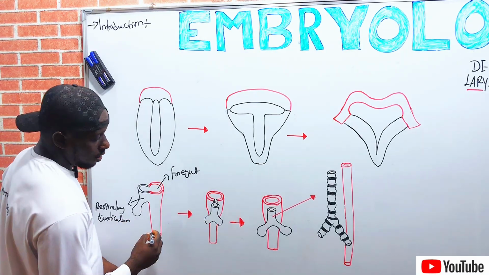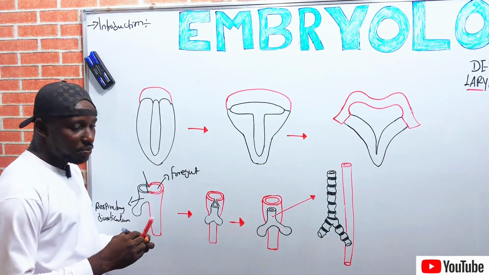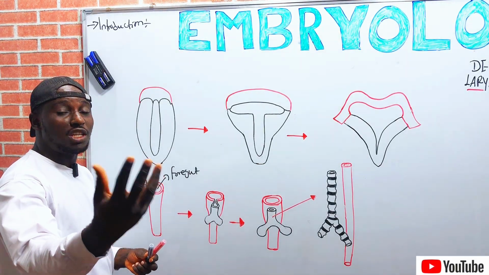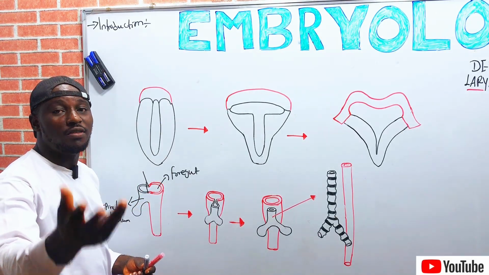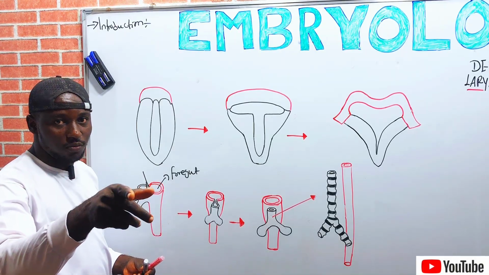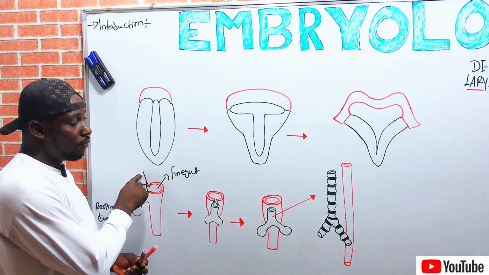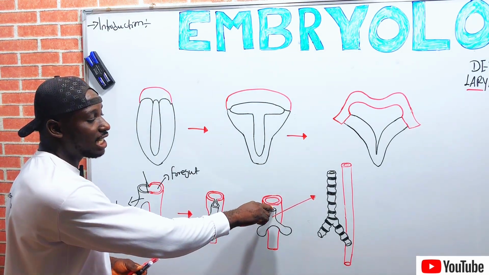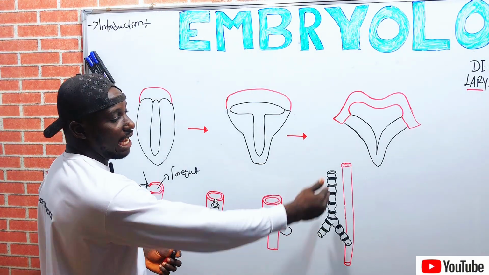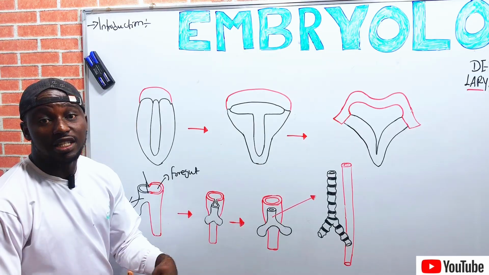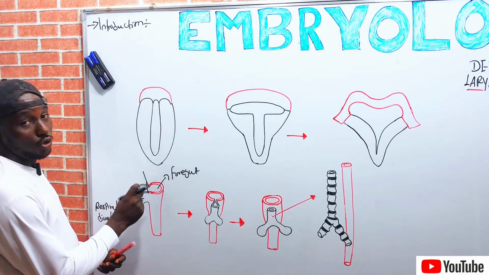Now, this is the tracheoesophageal fold, because it is the fusion of the tracheoesophageal folds that led to the formation of the tracheoesophageal septum, which separates the distal aspect of the laryngotracheal diverticulum from the oesophagus, right? Failure of fusion of the tracheoesophageal folds to form the tracheoesophageal septum will lead to an anomaly of the trachea and the oesophagus, which is called tracheoesophageal fistula. Pay attention.